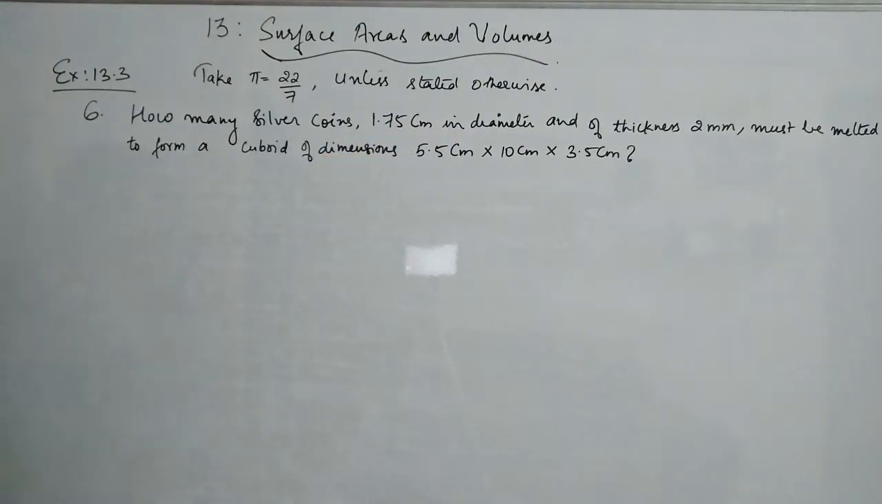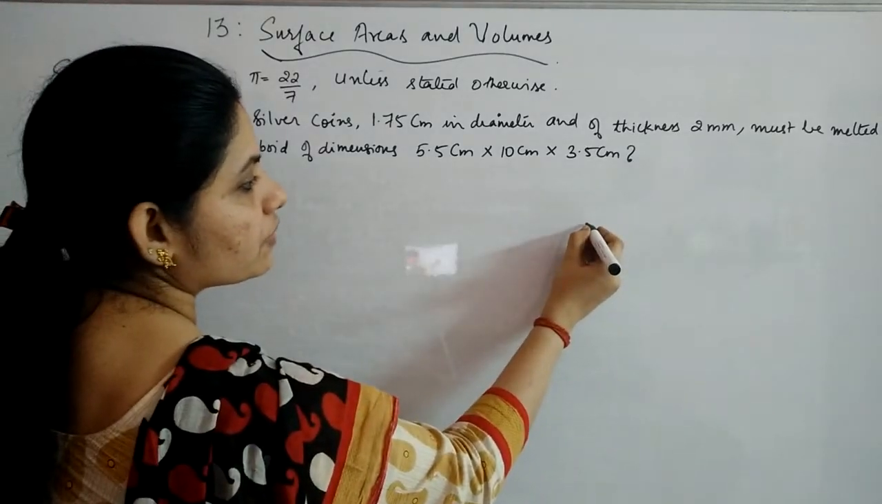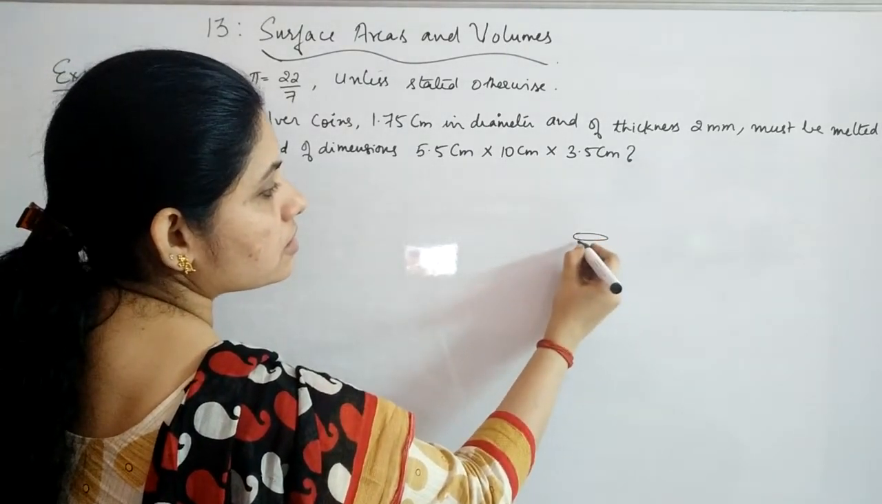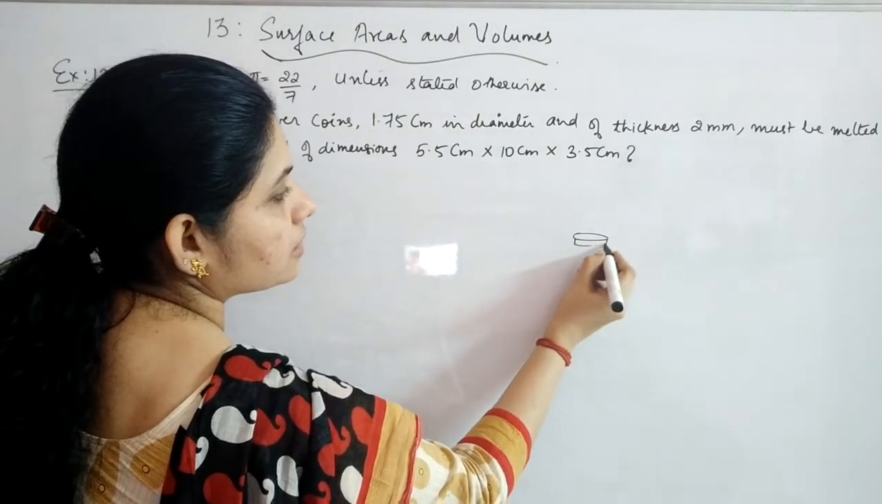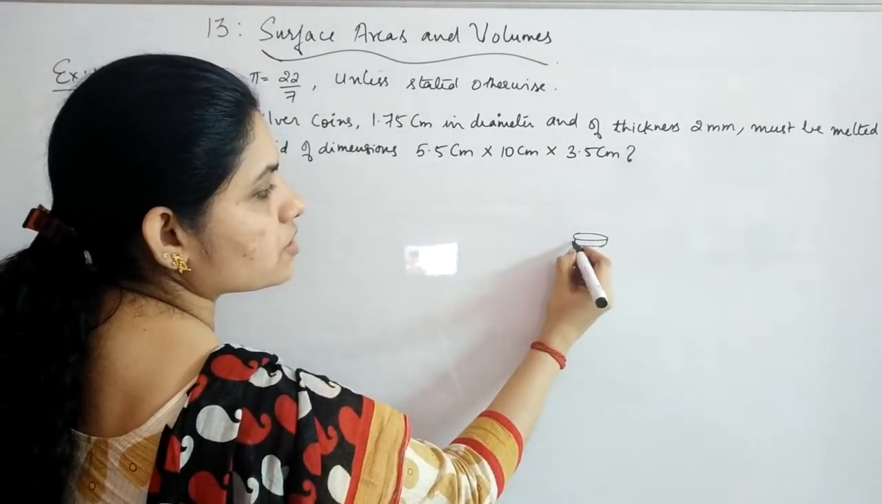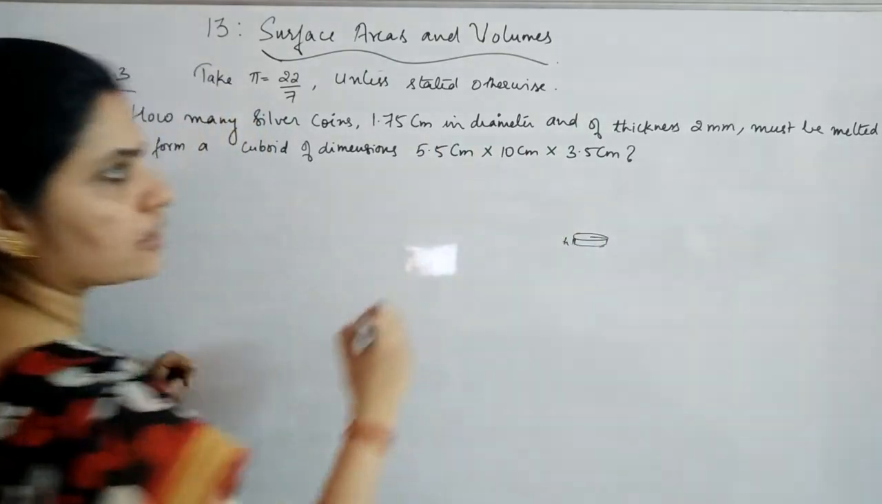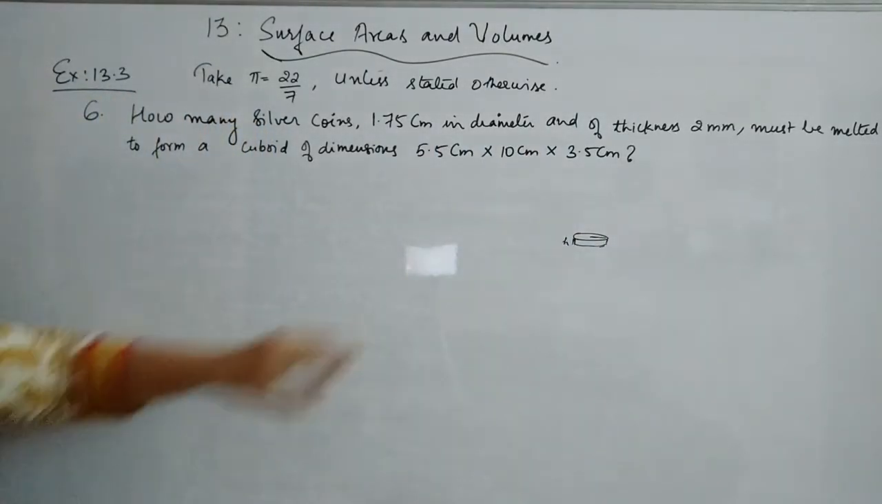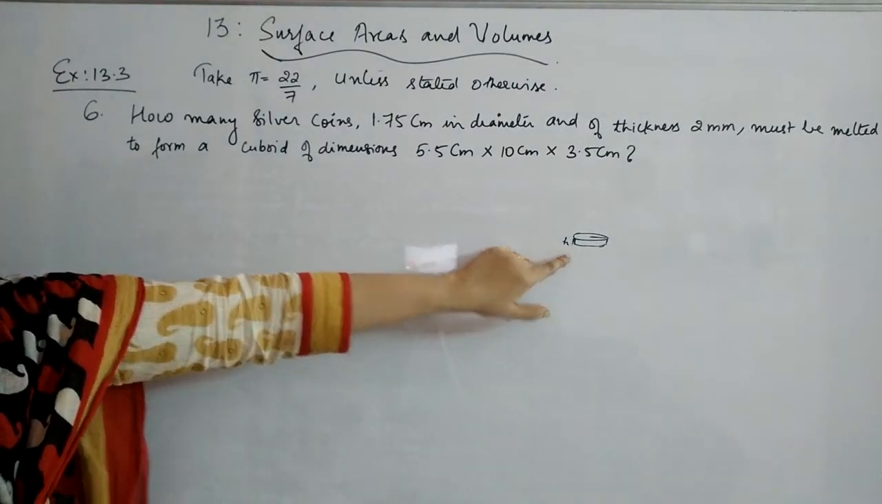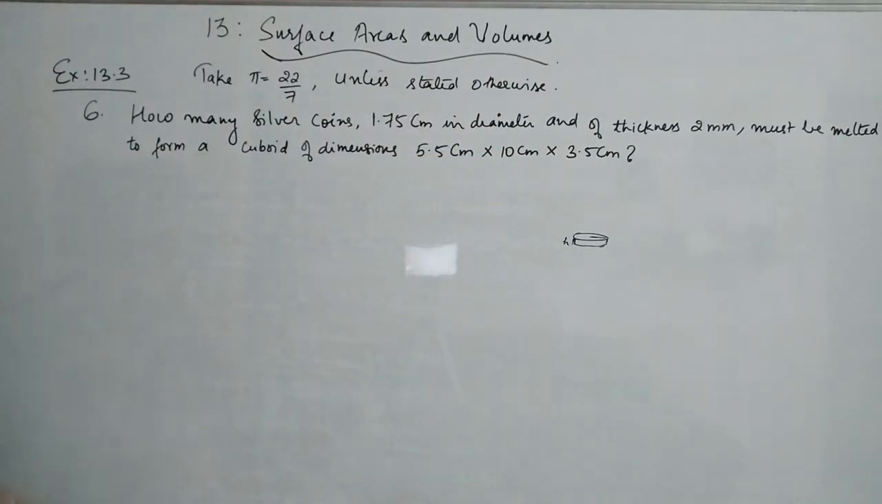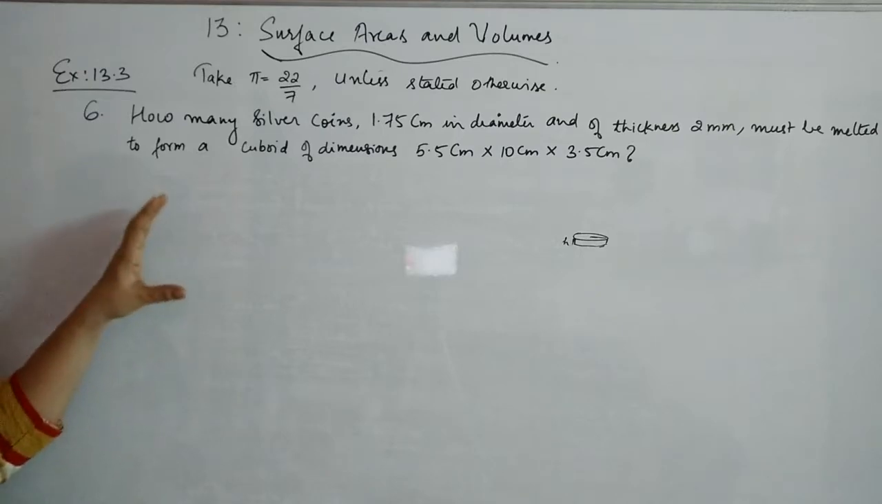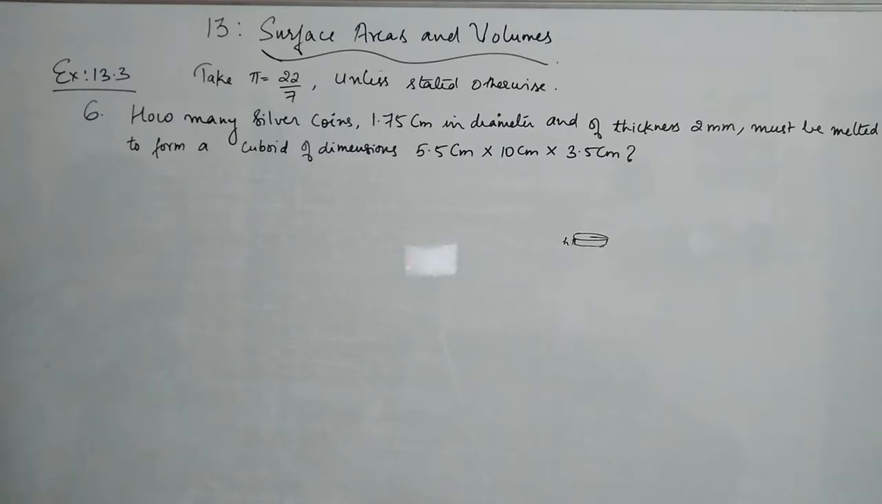Again, you have to remember that silver coin means it will be of the shape of a cylinder like this. That means it will have certain thickness also. That thickness will act as h, and the diameter will give you the radius. So thickness means this is acting as height. So it can be treated as a cylinder. The silver coin can be treated as a cylinder. So n into the volume of the cylinder will be equal to the volume of the cuboid. That concept you can use and find out what n is.